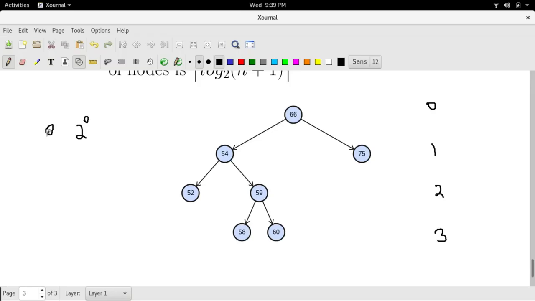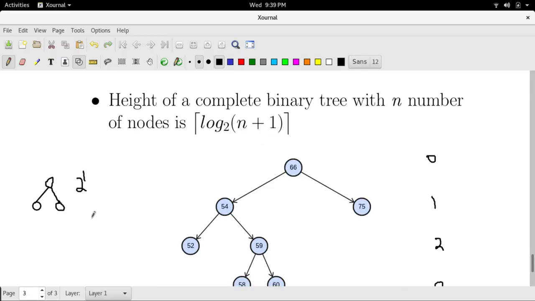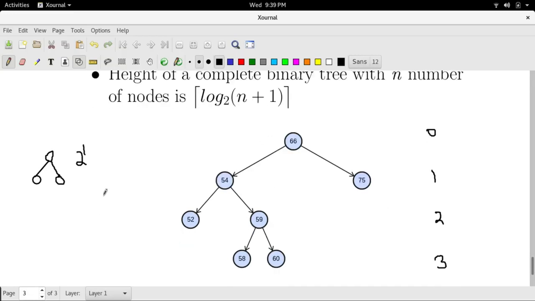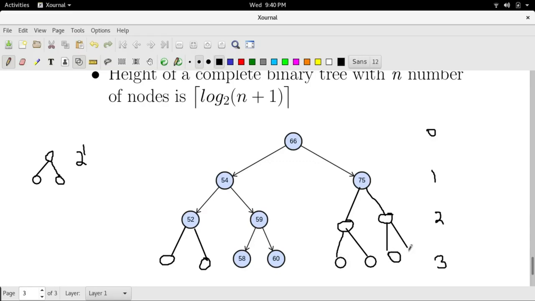So maximum number of nodes possible in level 3 is 2 raised to 3, that is 8. This shows maximum number of nodes in level 3, that is 2 raised to 3, 8. 1, 2, 3, 4, 5, 6, 7, 8.